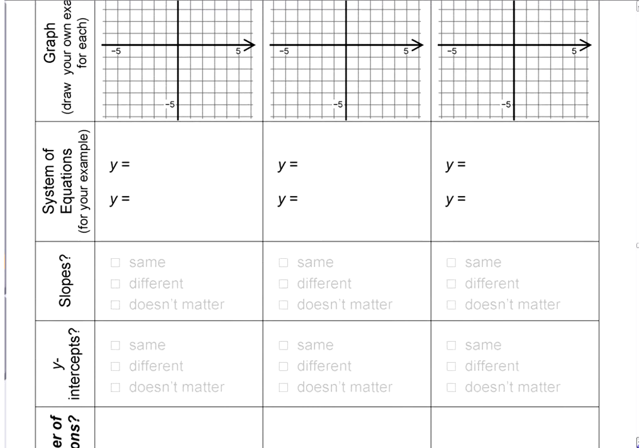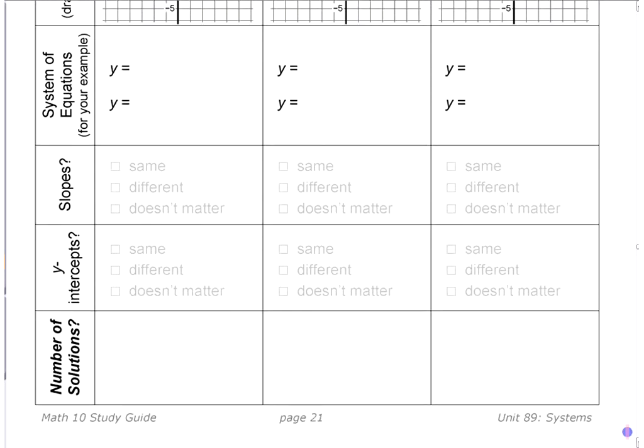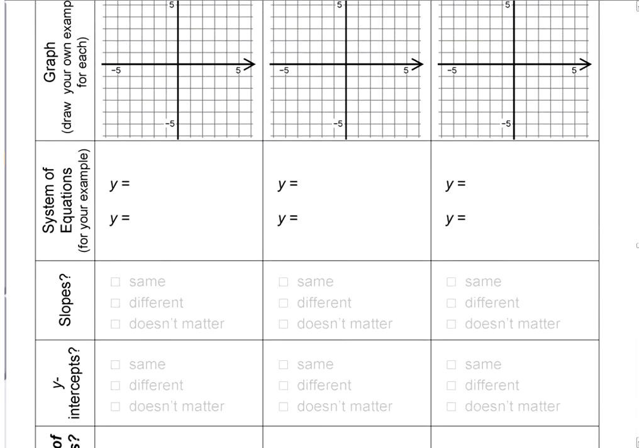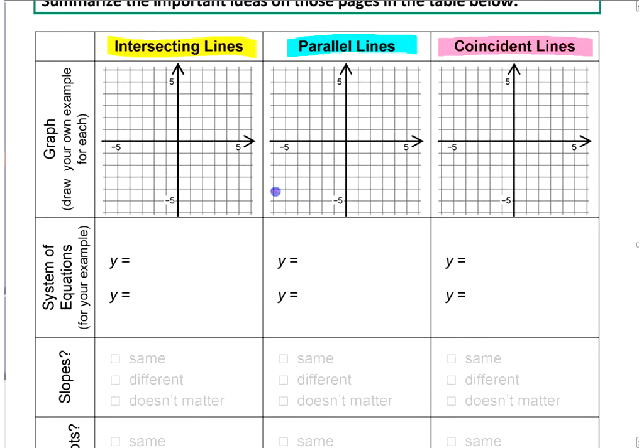I tried to put some things here to help you talk about what's true in each case. What's true about the slopes? What's true about the y-intercepts? Are they the same, different, or doesn't matter? And the number of solutions. We already talked about how many solutions, so you should know that. This activity should take you 10 minutes or less. Unless you're just staring with this page open on your desk talking to someone, then it's probably going to take you an hour. Right? We do not have an hour to devote to this activity. We have 10 minutes at the most.